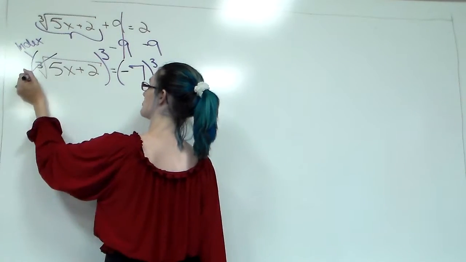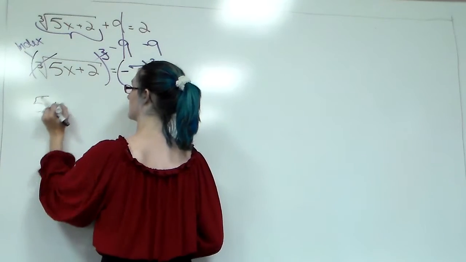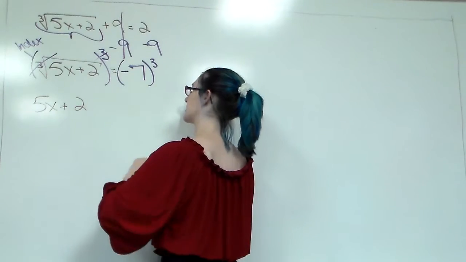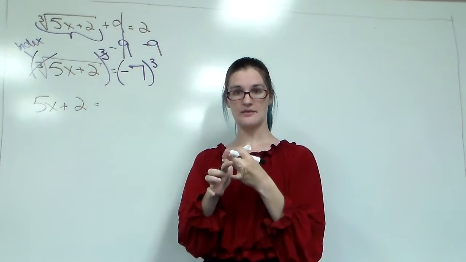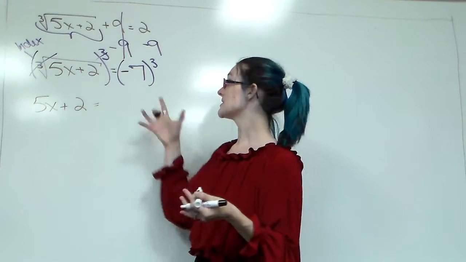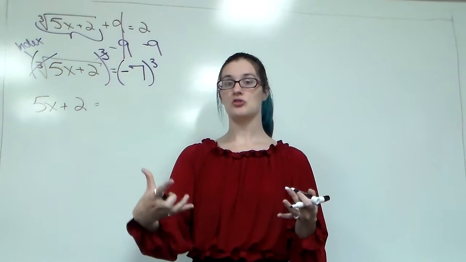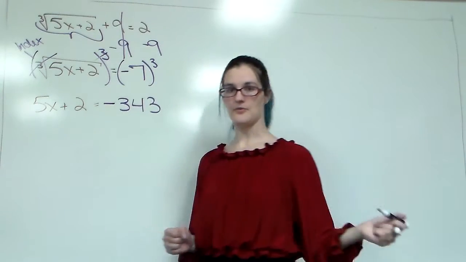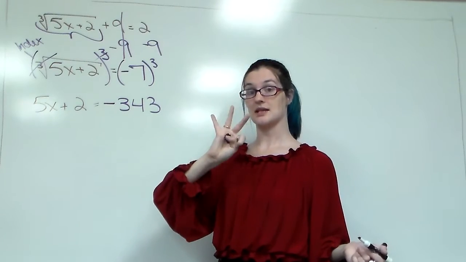So here, the cube root of something cubed cancels out. 5x plus 2 falls down. The root is now gone. Equals negative 7 cubed, that's negative 7 times negative 7 times negative 7. Use your calculator if you don't know that number. Negative 7 times negative 7 is a positive 49. Times negative 7 again throws it back to the negative. Negative 343. Okay, negative because there were 3 negatives. A negative times a negative times a negative.